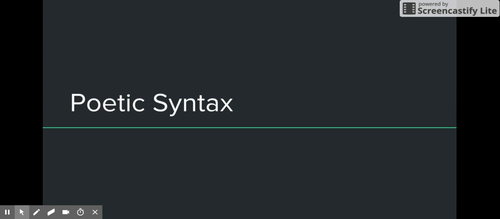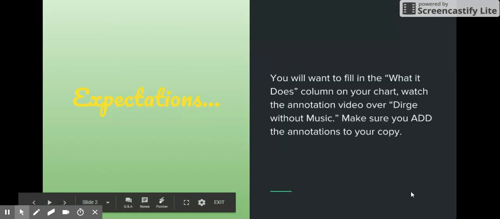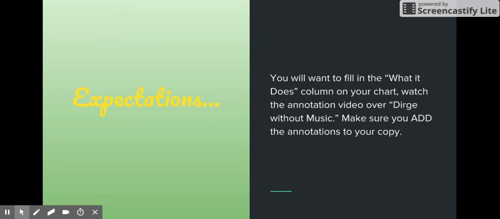Welcome to Poetic Syntax. That's what we're actually going to look at today, which are three types of poetic devices that deal with syntax: first is order, punctuation, and parts of speech. So what you're going to have to do is fill out the "what it does" column on your chart. You might want to also make some notes because I will point and stress some things that are important. And then you're going to want to copy the annotations on "Dirge Without Music."